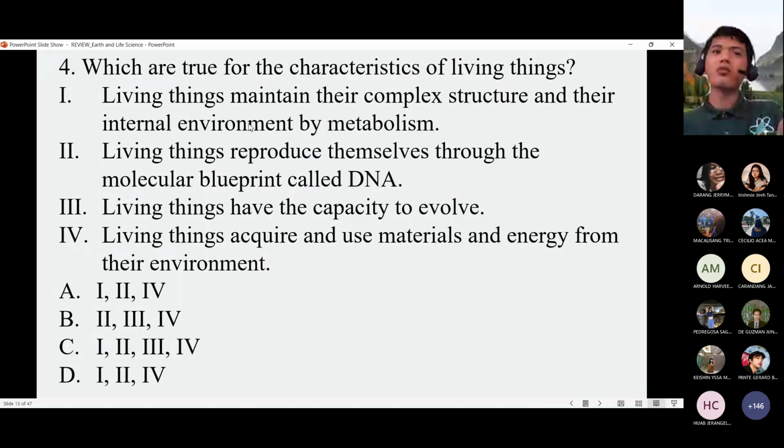Now, let's proceed to the fourth question. Which are true for the characteristics of living things? One, living things maintain their complex structure and their internal environment by metabolism. Two, living things reproduce themselves through the molecular blueprint called DNA. Three, living things have the capacity to evolve. Four, living things acquire and use materials and energy from their environment. A, 1, 2, 4. B, 2, 3, 4. C, 1, 2, 3, 4. D, 1, 2, 4. Okay, comment your answer on our chat box.